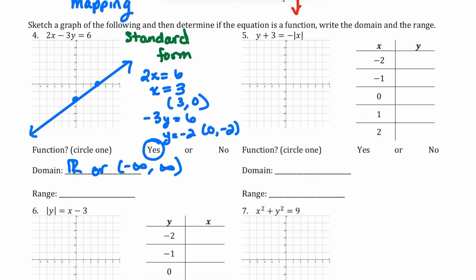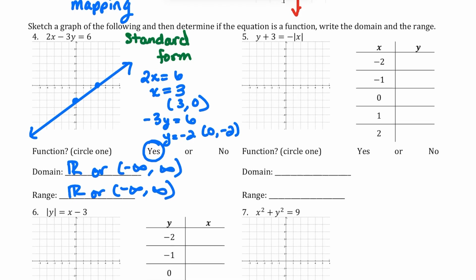Range is all the possible outputs, y values. So if you notice, this graph goes all the way left and right, which is domain, and then all the way up and down. So there are no y values that don't come out. So we can also put all real numbers or negative infinity to infinity. And again, you choose which method you like to use here.